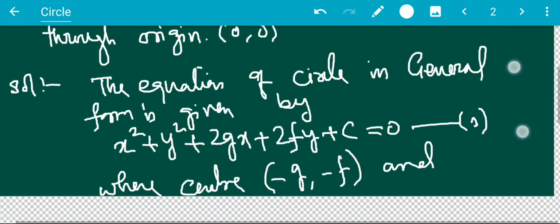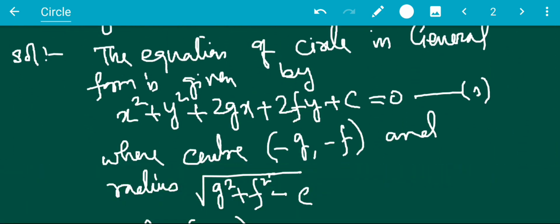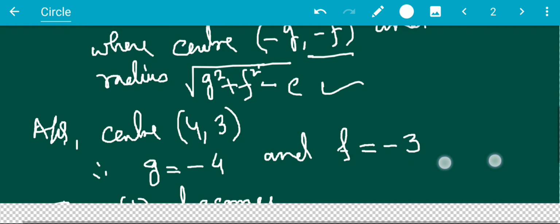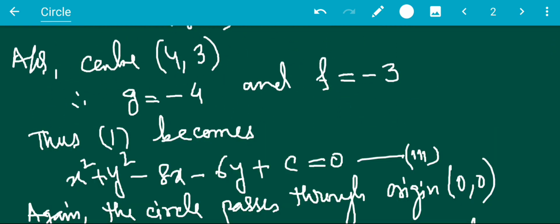Very simple problem. The equation of circle in general form is given by x square plus y square plus 2gx plus 2fy plus c equal to 0, where center is minus g comma minus f and radius is square root of g square plus f square minus c. Now the center given is 4, 3. It means minus g equal to 4 and minus f equal to 3. Therefore g is equal to minus 4 and f equal to minus 3.